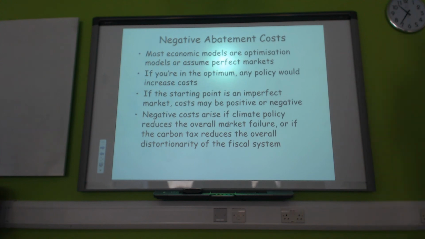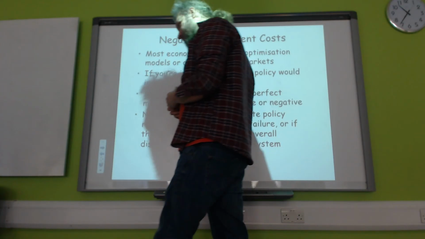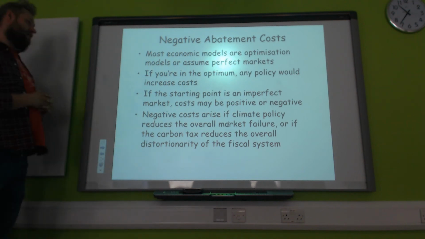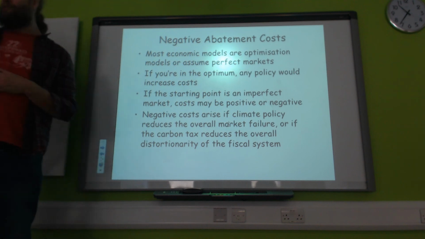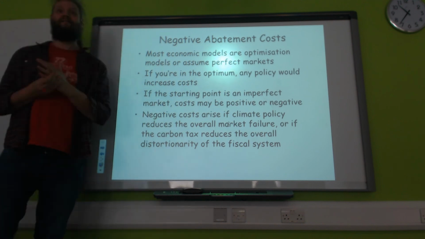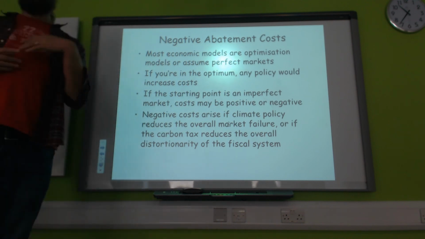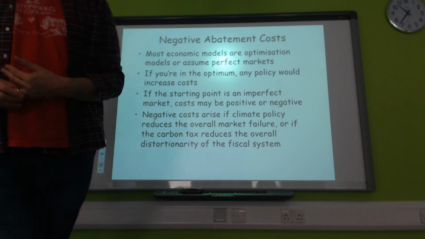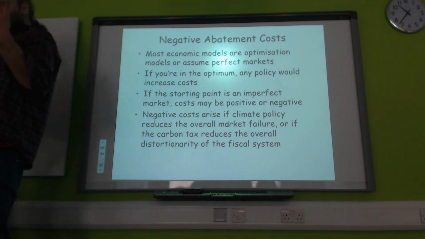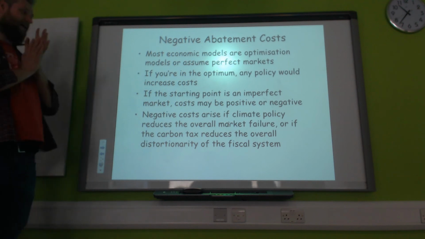And if your assumption is that you're at the top of the hill, then whatever you do, you go down, right? This is not the case if you have a model with prior distortions in. If the starting point is an imperfect market or a market that is distorted by policy, then you're somewhere at the side of the hill, and depending whether you go north or south, you may go up or down. If you're at the top of the hill, the only way is down. If you're somewhere on the hill, you can go either way.